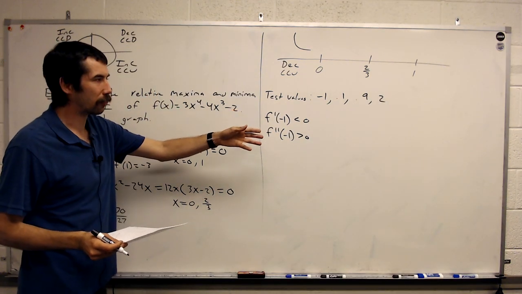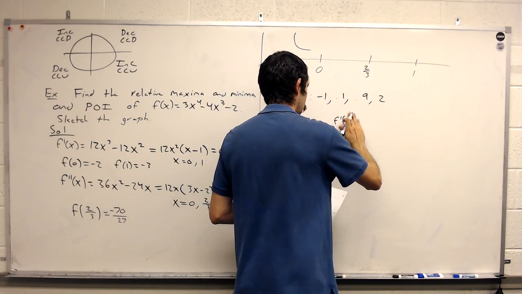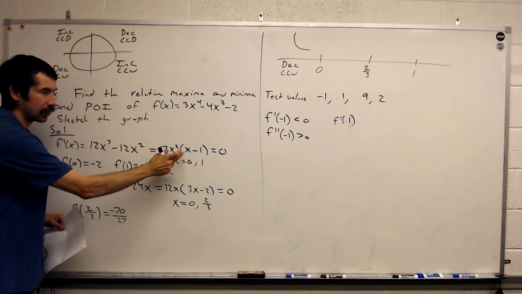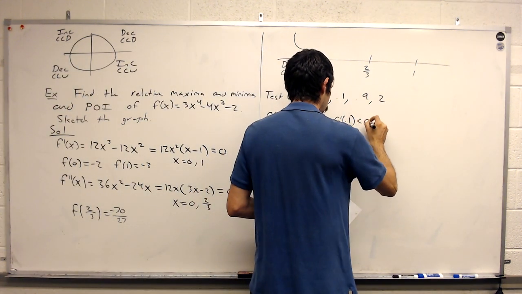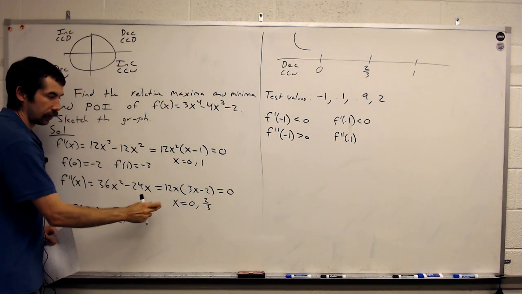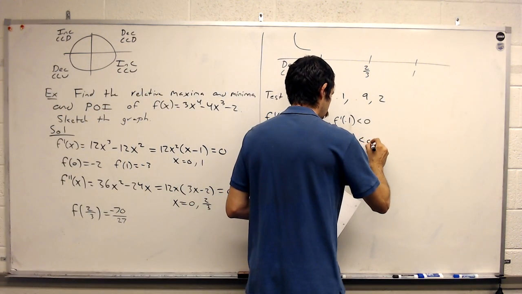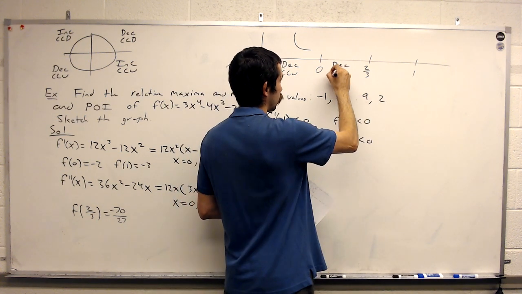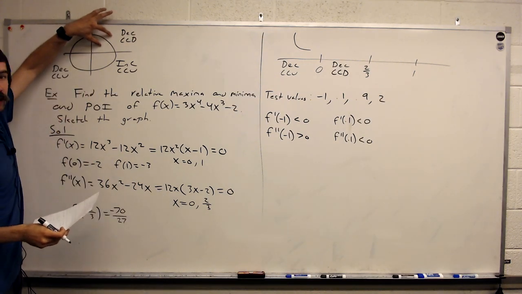We got to do this for every single one of our test values. F prime of 0.1. That's a positive times a negative. A positive times a negative is a negative. F double prime of 0.1. That's a positive times a negative. That's a negative. So we are decreasing and concave down. Decreasing, concave down. That's this section of the circle.